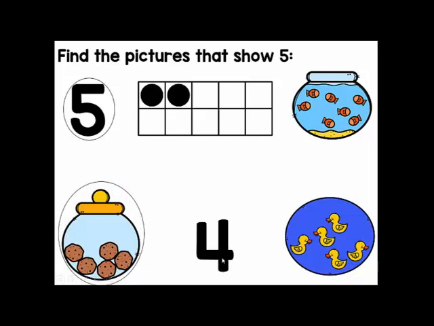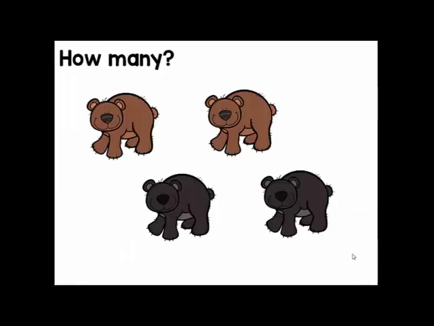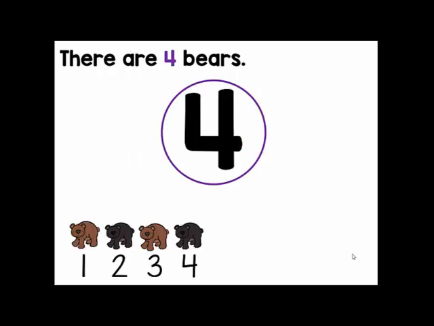This is number four. So we will not circle it. How many ducks can you see? 1, 2, 3, 4, 5. There are 5 ducks. How many bears can you see? Yes, that's right. There are 4 bears. 4.